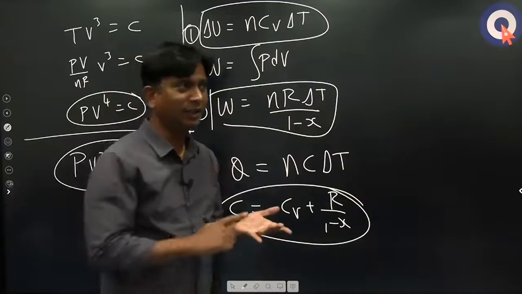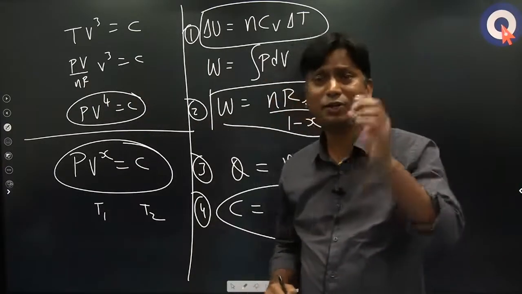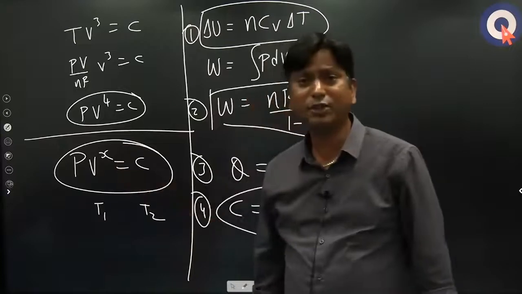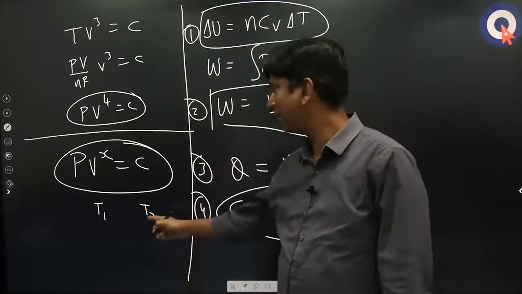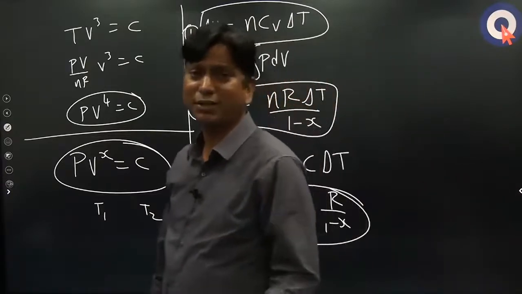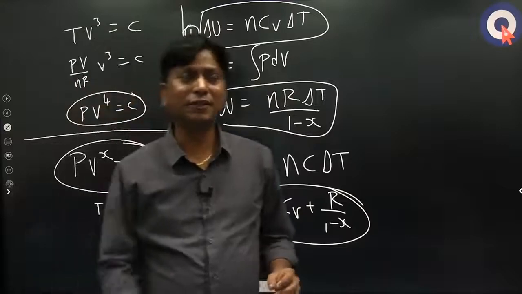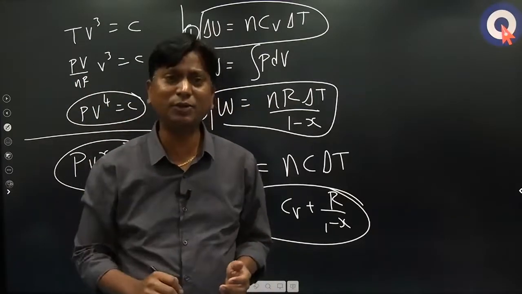So your try should be to convert the equation into PV power x and check whether the temperatures are given or not. If temperatures are given, they can ask you anything. You should be in a position to handle any process. For any process, it can be given theoretically, or it can be given as a graph also, right?